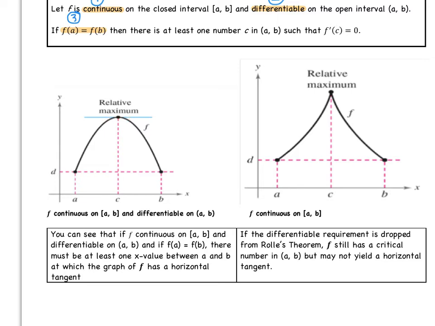Now in this second example, yes, f is continuous, so that criteria is met. However, the differentiable criteria fails, because we're not differentiable at this point. Then f still has a critical number at c, but it does not yield a horizontal tangent line, so we can't apply Rolle's theorem.